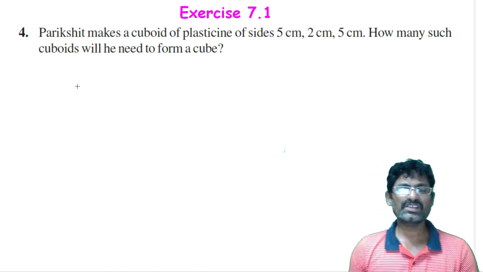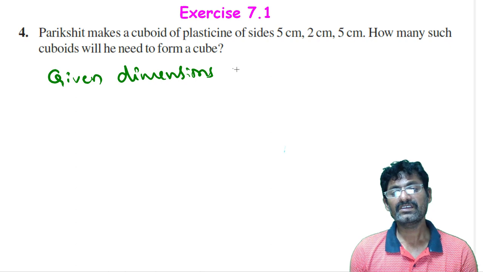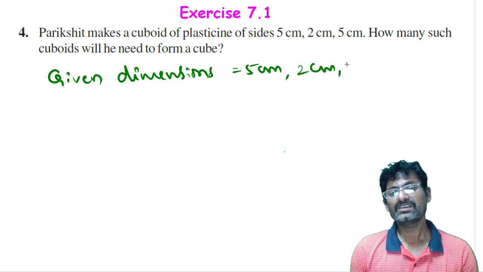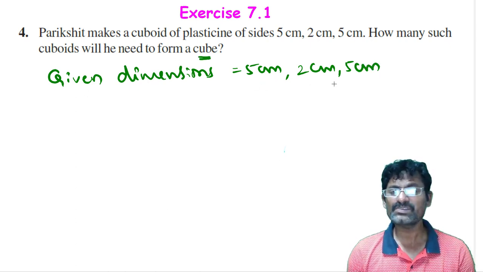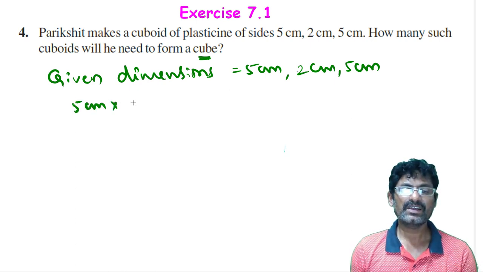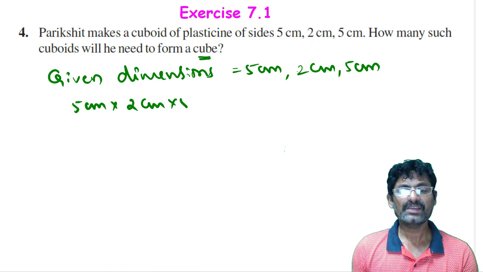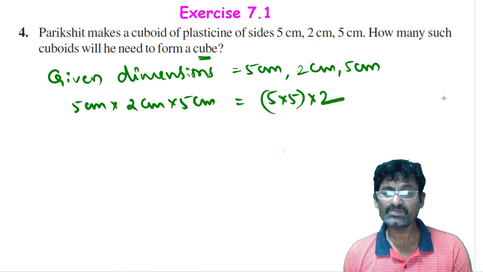Right. So what are the given numbers? Given dimensions equal 5 centimeter, 2 centimeter, 5 centimeter. To get a cube, these numbers must be in the form of cubes. So 5 centimeter times 2 centimeter times 5 centimeter is equal to, simply avoid centimeters, 5 times 5, then times 2. So here observe the triplets.